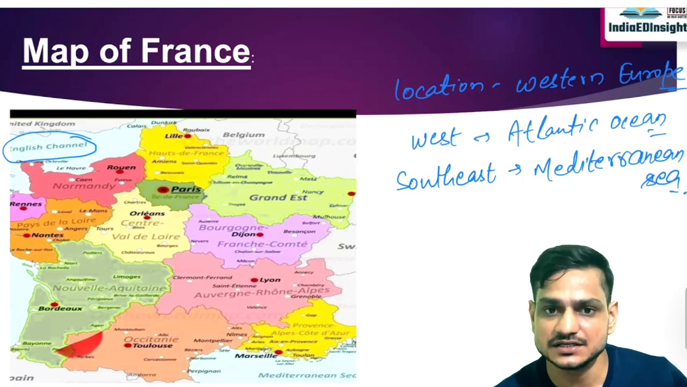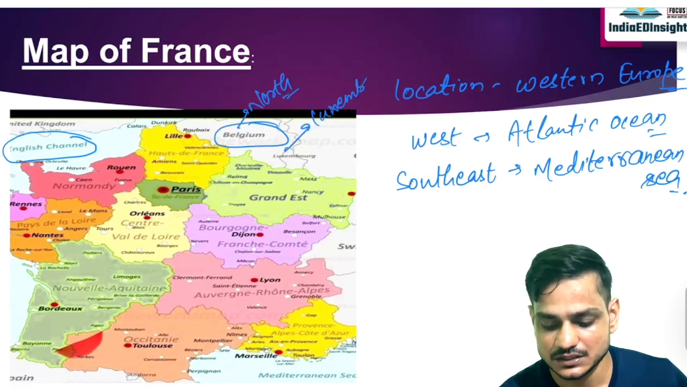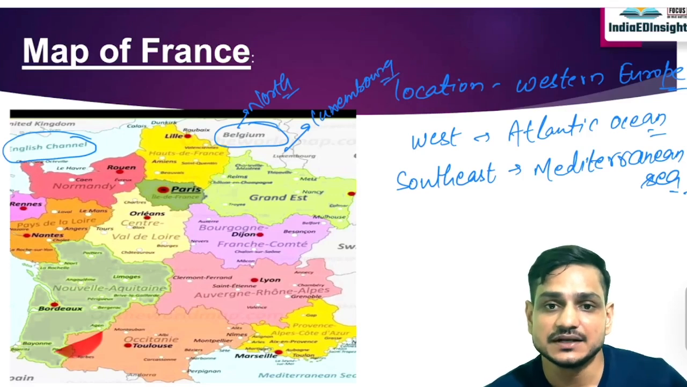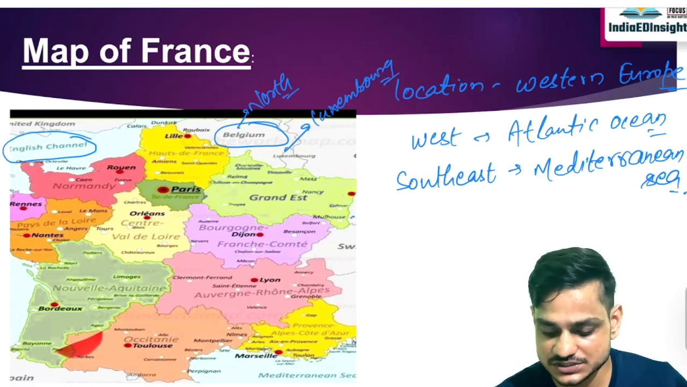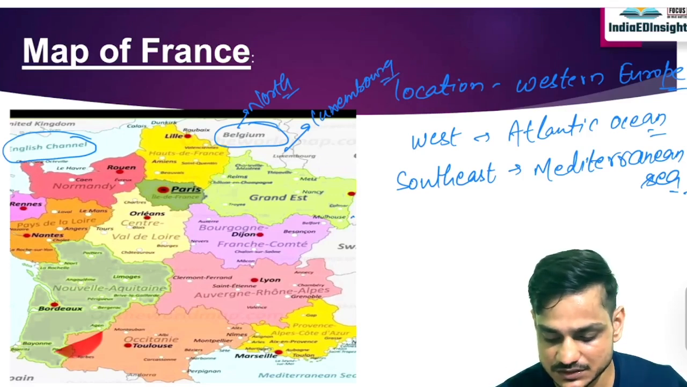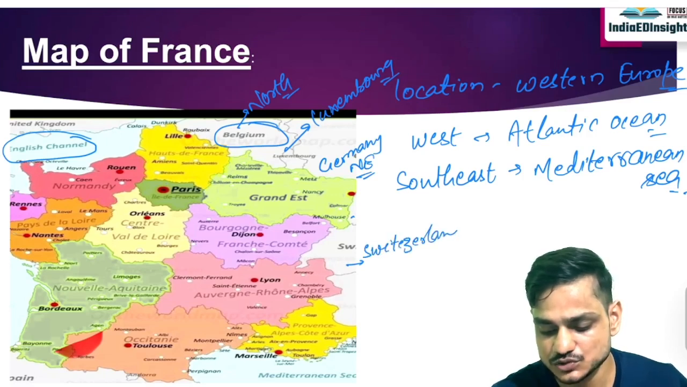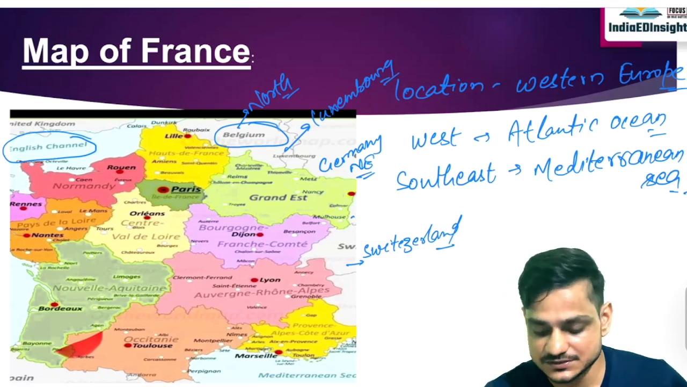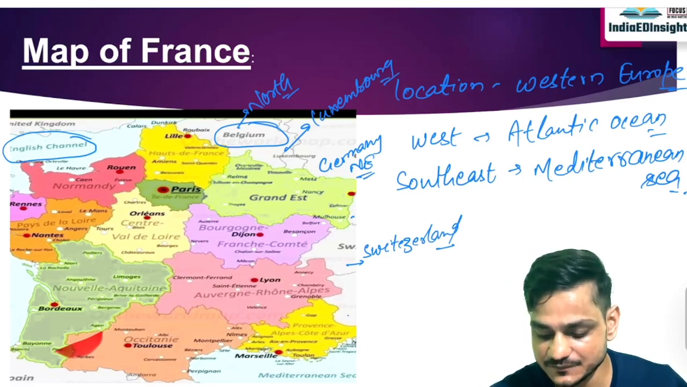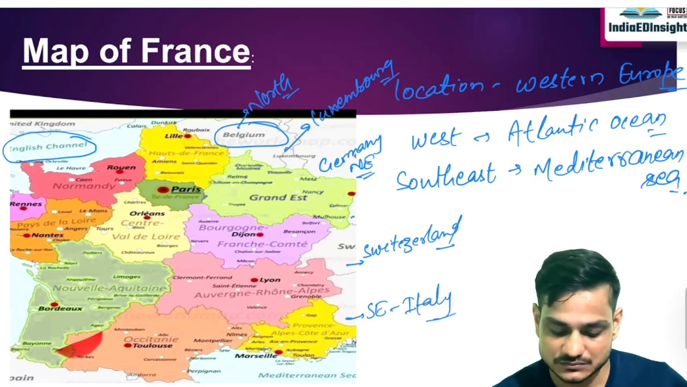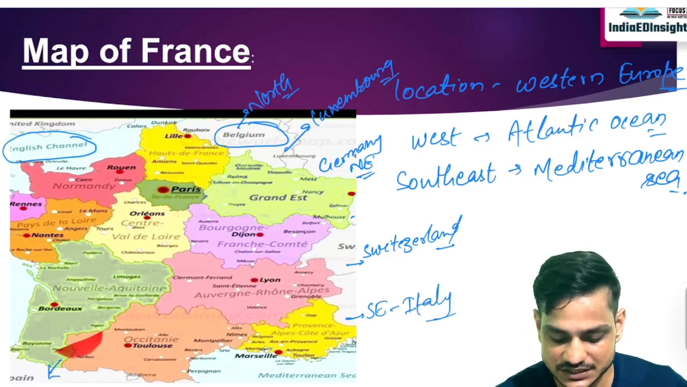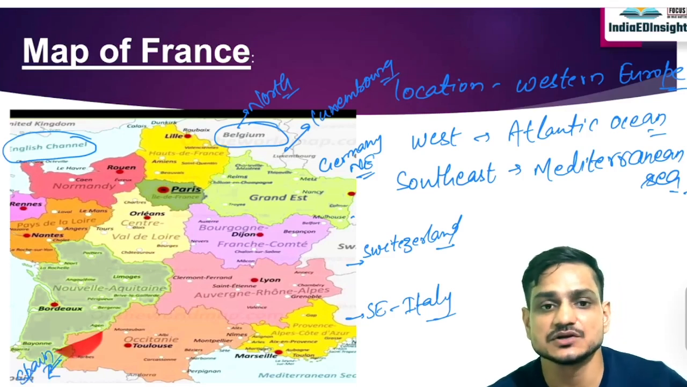Then there are certain countries which surround France. In the north, Belgium and Luxembourg. In the northeast is Germany. In the east lies Switzerland. In the southeast, there is Italy. In the southwest there is a nation known as Spain.